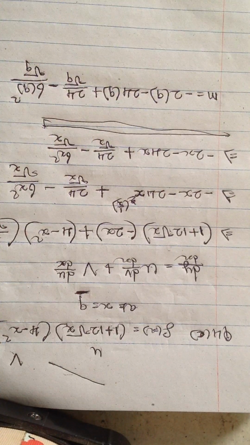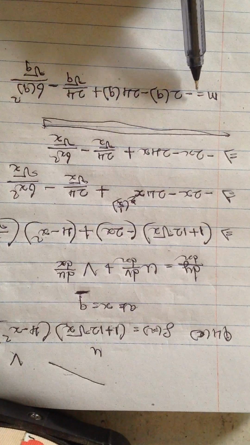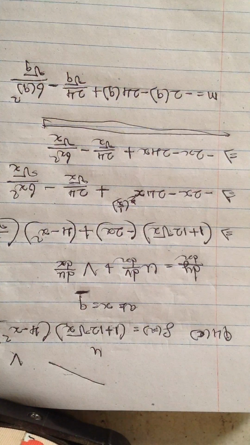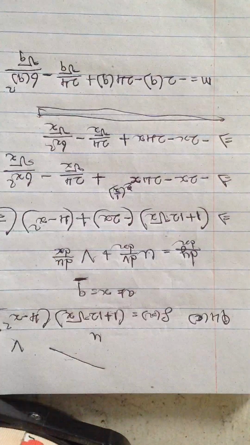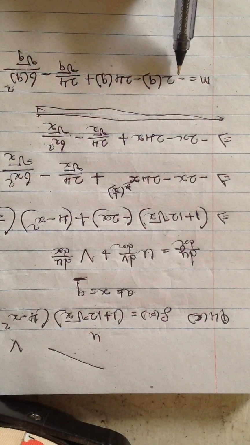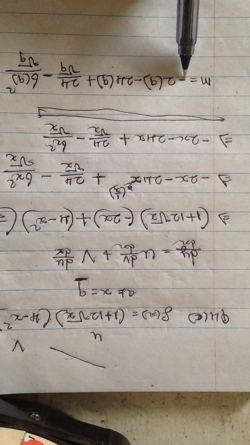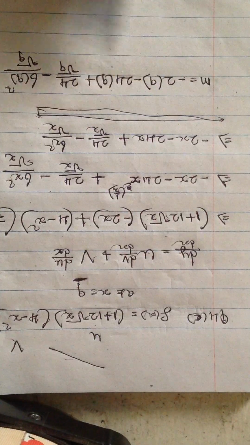Okay, so now we try by all means to go to the next page. So the next page here. What is negative 2 times 9? That's negative 18. Remember, we have our m, which is our gradient here, equals negative 2 times 9, that's negative 18.